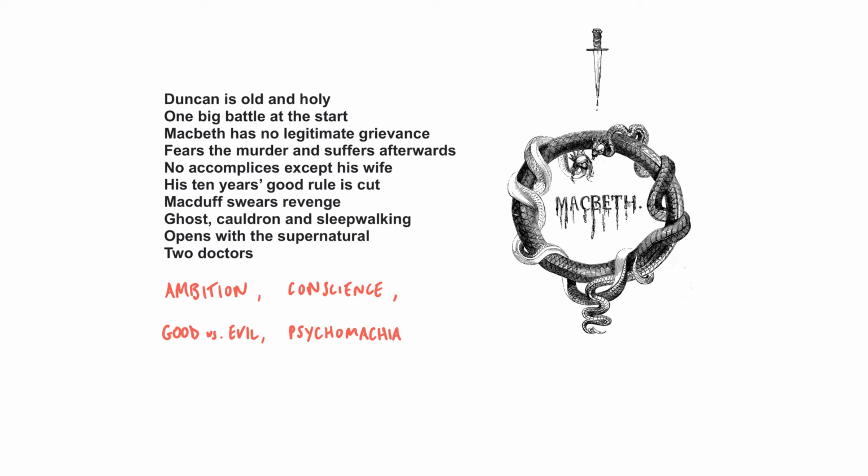Banquo, remember, in the original was a co-conspirator. Here, though, Banquo is partly idealised because James I is watching. It would be too subversive to portray his ancestor as a regicide. His 10 years good rule is cut out, so it's made to seem more tyrannical.